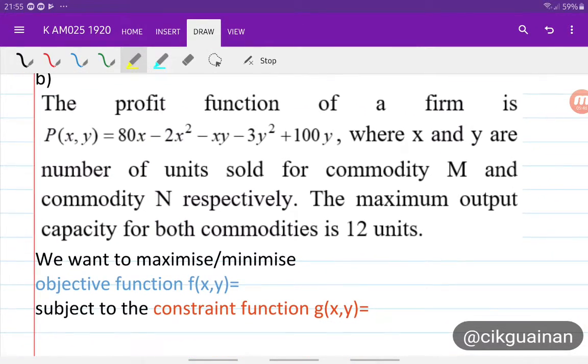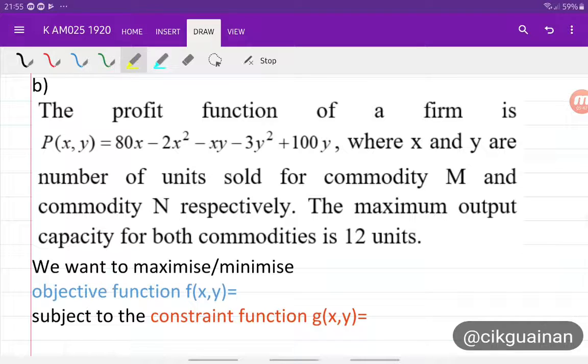You see, it's quite intimidating, because the sentence is quite lengthy, but that's fine. The profit function of a firm is given by P(x,y) = 80x minus 2x squared minus xy minus 3y squared plus 100y, where x and y are the number of units sold for commodity M and commodity N respectively. The maximum output capacity for both commodities is 12 units.